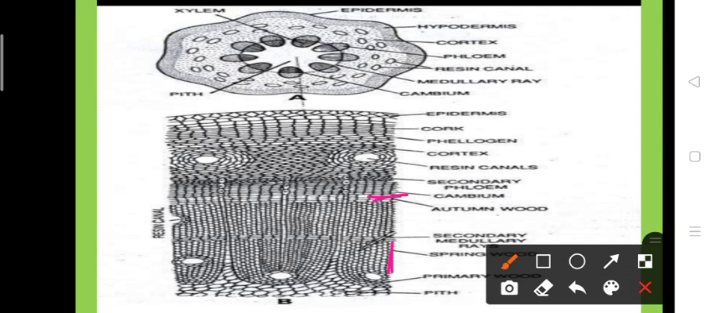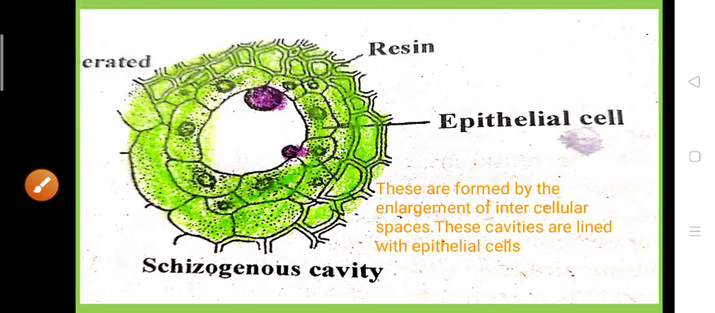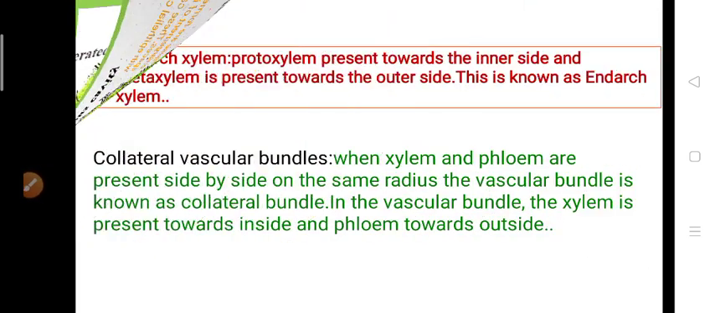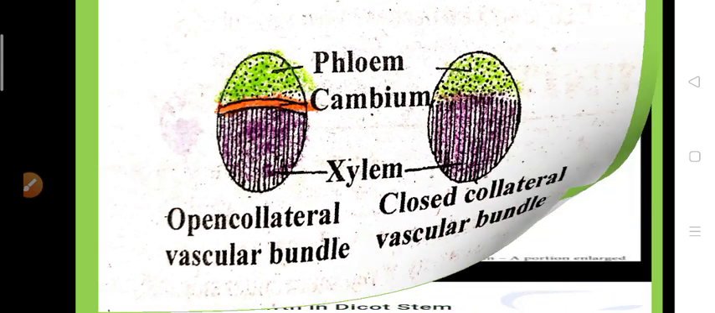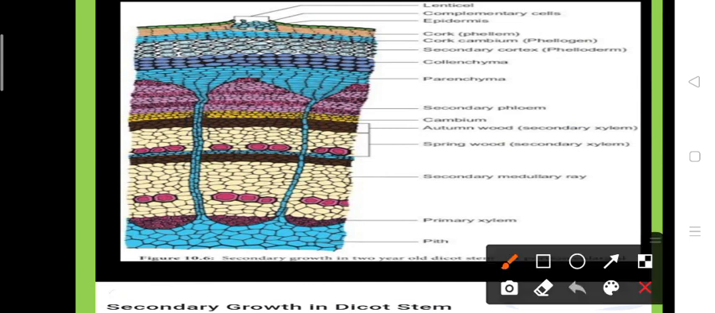When secondary growth takes place in the vascular cylinder, cork cambium is formed outside the cortex with continuous division. This is the cork cambium. This cork cambium forms the secondary cortex inside and cork outside.